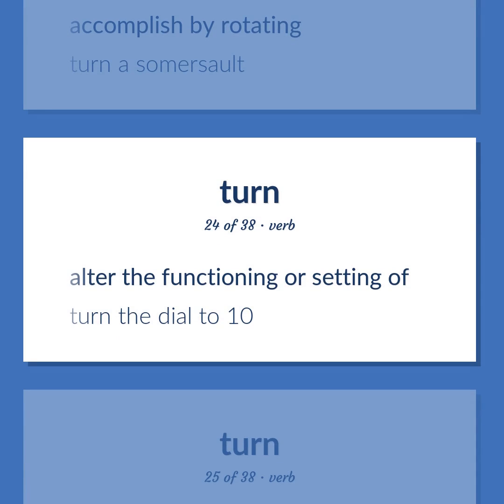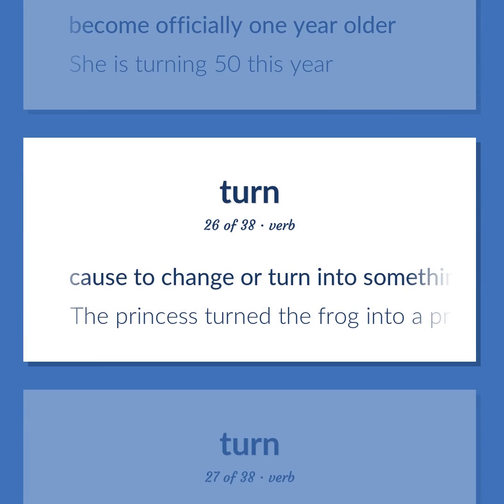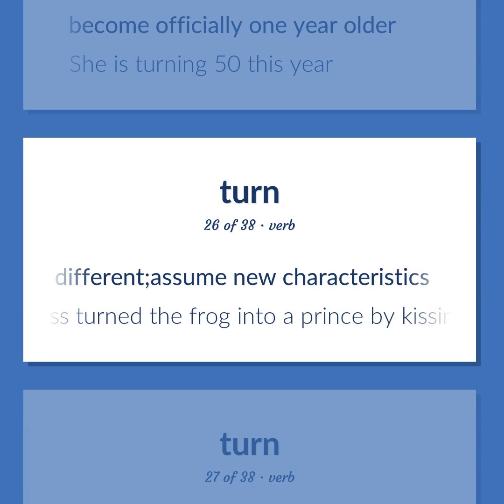Alter the functioning or setting of. Turn the dial to 10. Become officially one year older. She is turning 50 this year. Cause to change or turn into something different. Assume new characteristics. The princess turned the frog into a prince by kissing him.